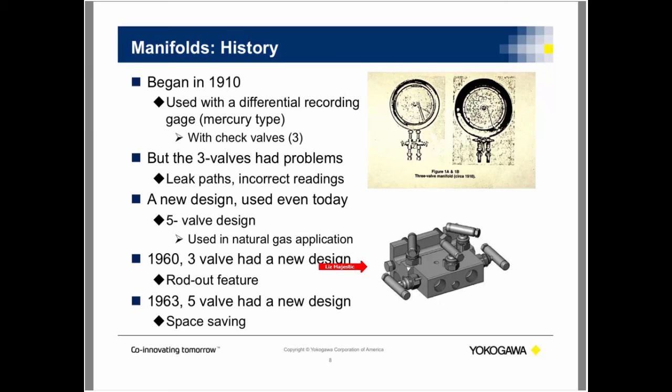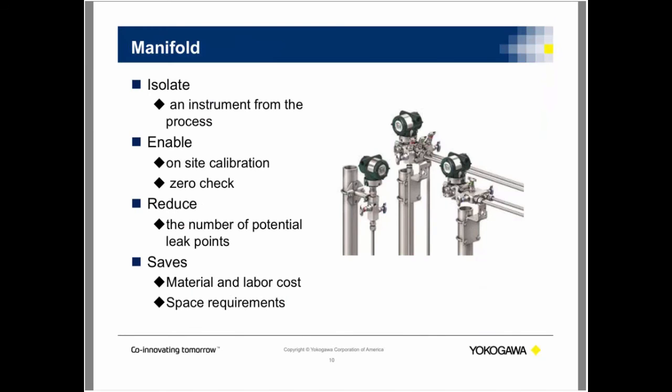So now we'll jump into why you would want a manifold. A lot of customers don't understand this, but they're actually making their transmitters work a lot harder when they don't have a manifold. You're causing yourself to have to pipe more than you need to, causing maybe more leak paths.